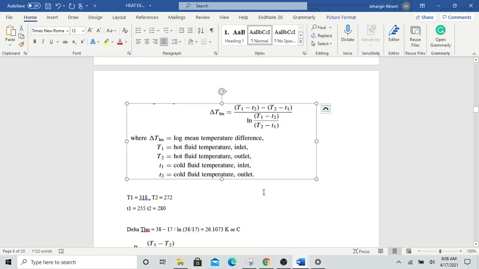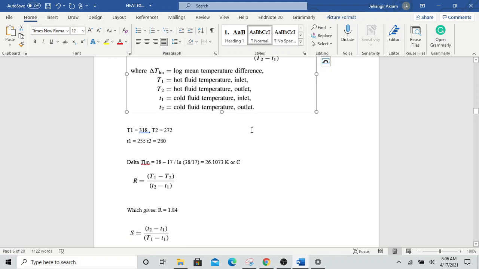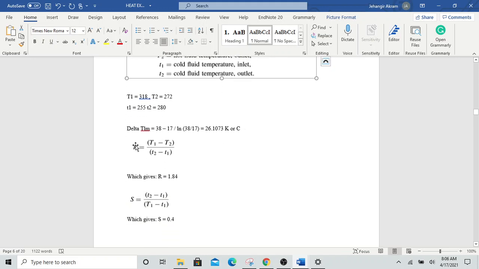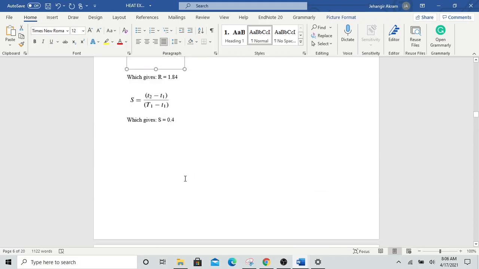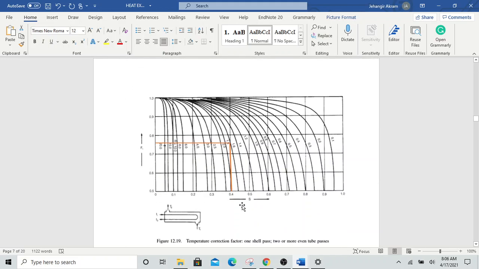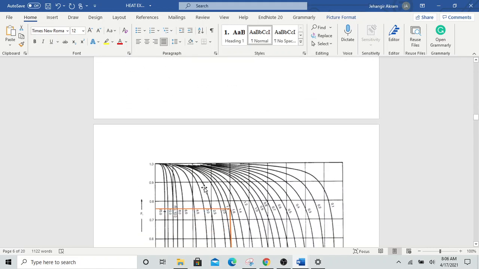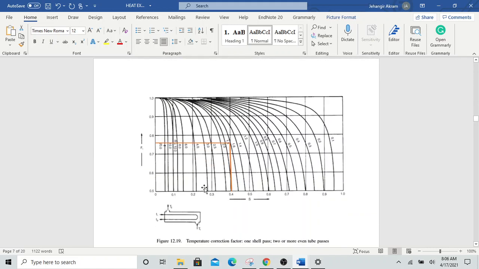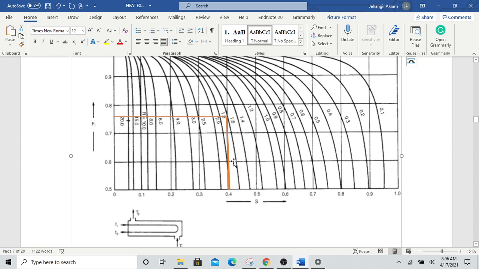Okay, after determining the log mean temperature difference, we will also have to determine two other parameters. One is R and other is S. These are determined by these formulas, and we will determine a temperature correction factor using a graph. This graph is available in Coulson Volume 6, it's figure 12.19, and here I have demonstrated how to use that graph.